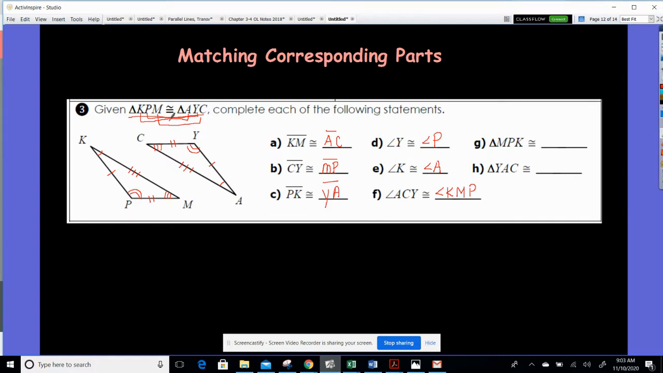Angle MPK, look, MPK is just this triangle backwards. So let's just go in that order, CYA. All right, and then the last one, angle YAC. Y goes with P. We know A goes with K. And we know C goes with M.